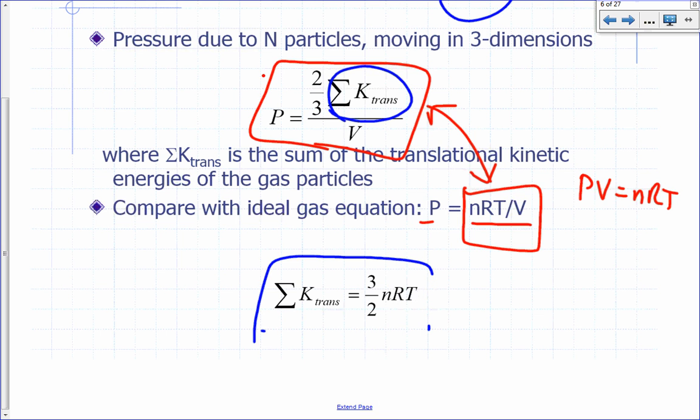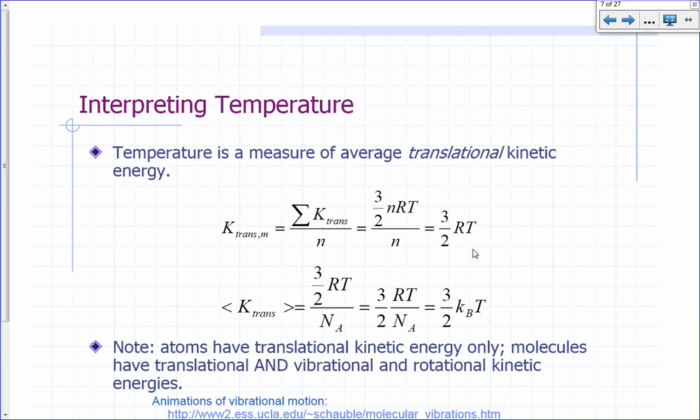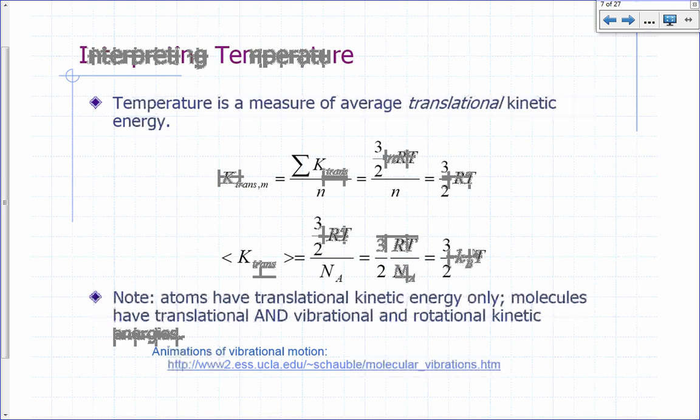If you divide both sides by the number of moles, you can see temperature is sort of like averaging your translational kinetic energy, right? The total divided by the actual number of molecules. So temperature, then, we say, is a measure of the average translational kinetic energy of the molecules, okay? So temperature is a measure of the average translational kinetic energy.